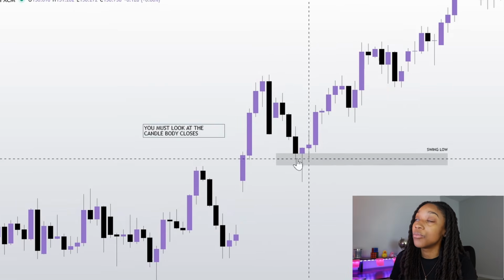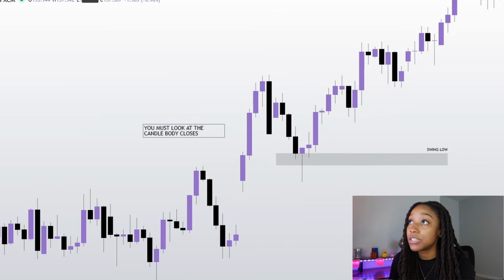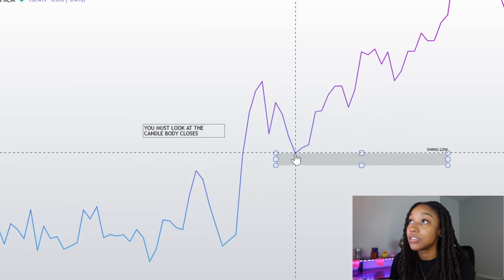So that's why I have my swing low placed right here, because if I was to switch to a line chart, you will see that true price has stopped exactly right here. So that is why we must look at the candle body closes. So write that down. It's also very important.